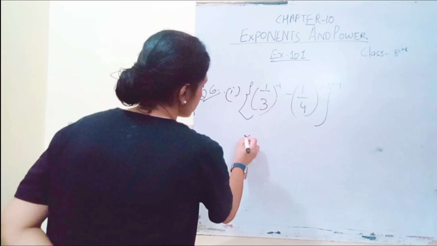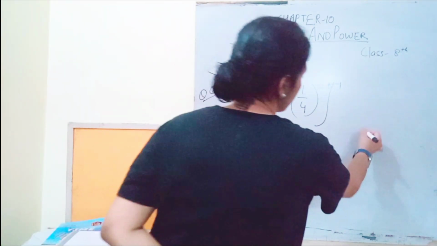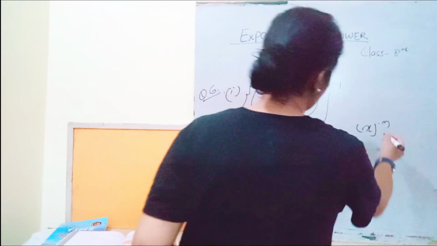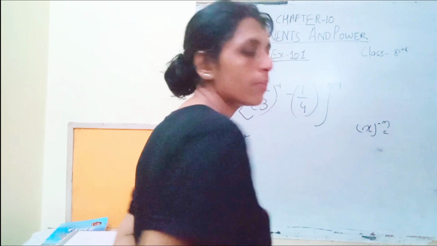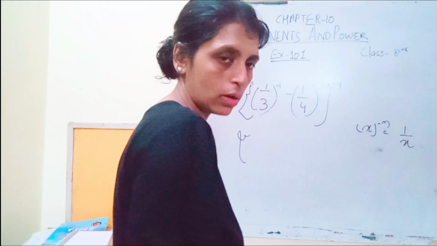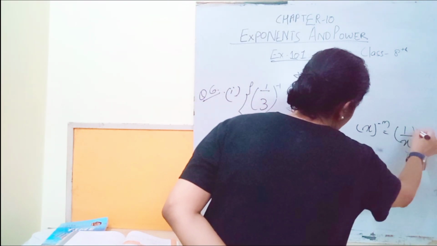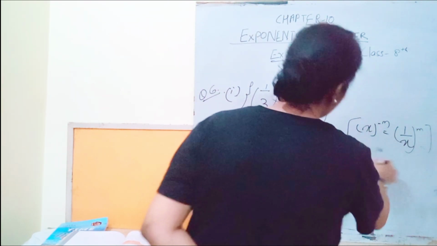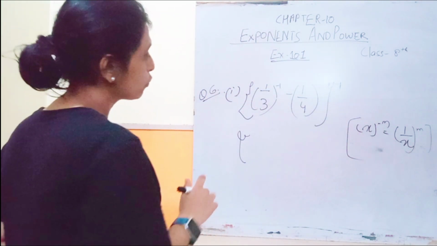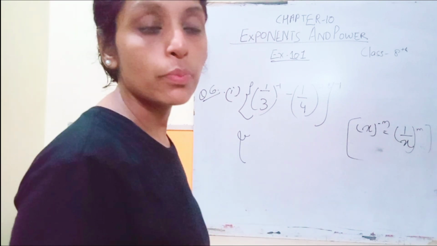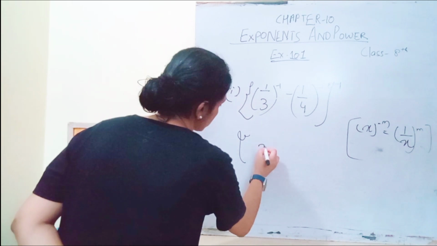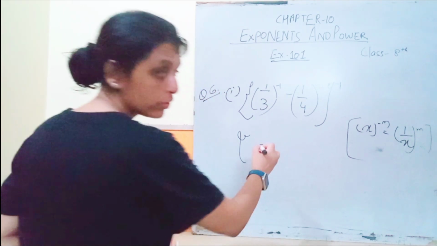So it is, जब भी आपका बेस पॉजिटिव होता है और पावर नेगेटिव होता है, to make this power positive हम क्या करते हैं, इसका रेसिप्रोकल लेते हैं. तो x का रेसिप्रोकल is 1 by x and the power becomes positive, okay. Now 1 by 3 raised to power minus 1, तो 1 by 3 का रेसिप्रोकल क्या होगा, 3 by 1. 3 by 1 लिखिए या 3 लिखिए, सेम. सो लिखिए 3 and the power will become positive.